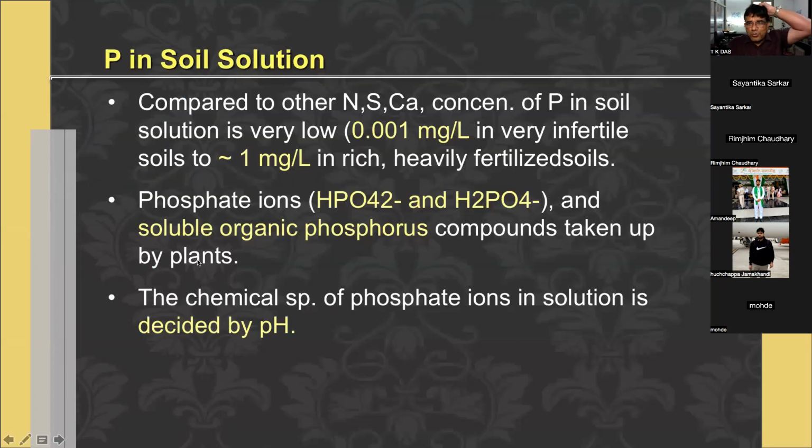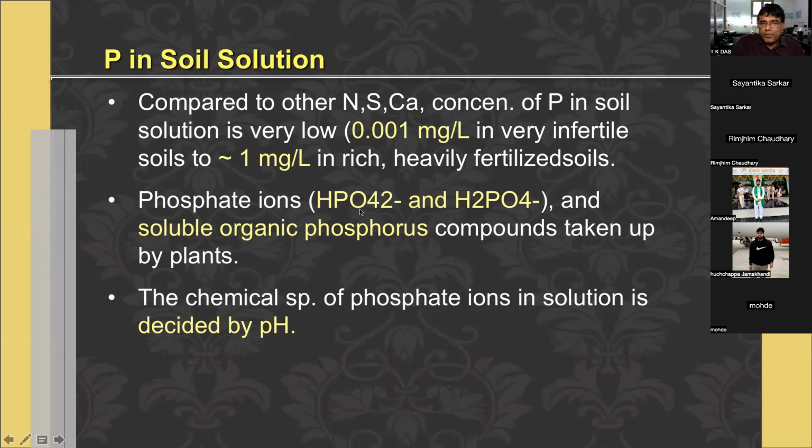Now, how much phosphorus is in solution compared to other nutrients like nitrogen, sulfur, calcium? The concentration of phosphorus in soil solution is very low. It is 0.001 milligram per liter in very fertile soils to 1 milligram per liter in rich soils. It means your soil solution contains a very small quantity of available phosphorus.